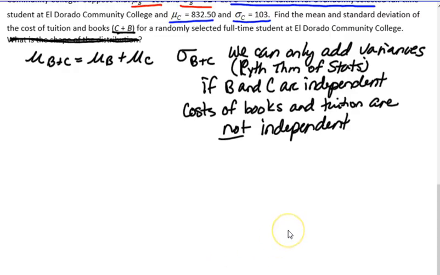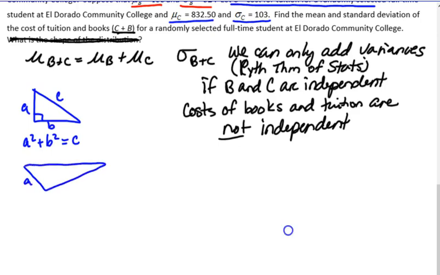Now, you may recall from math class that a squared plus b squared equals c squared if there's a right triangle. But if there is a non-right triangle, an oblique triangle, you still have a relationship that applies: a squared plus b squared minus 2ab cosine of c equals c squared. And that's called the law of cosines. So there is the equivalent of the law of cosines in statistics for dealing with a situation where the two variables are not independent. However, that is beyond the scope of the course.